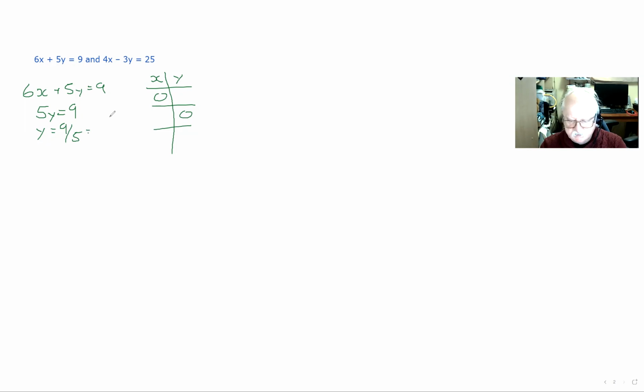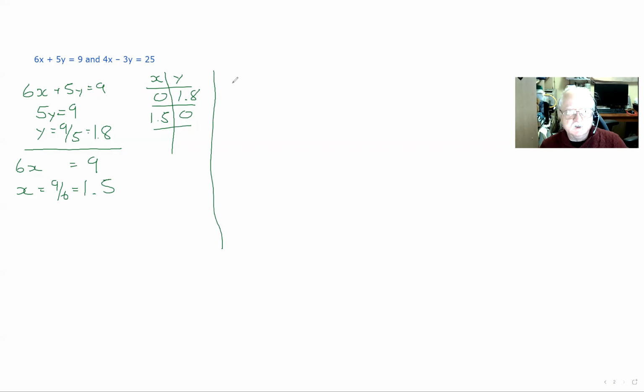And what would that be as a decimal? 1.8. So 1.8. And we do the same for 6x equals 9 when we plug in 0 for y. So x equals 9/6. 9 divided by 6 is 1.5. So we've got two ordered number pairs.